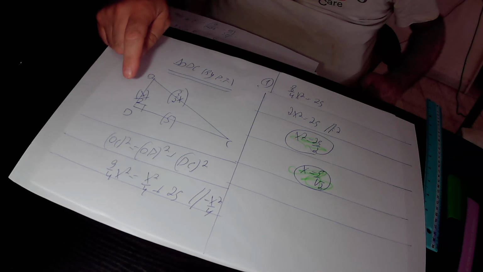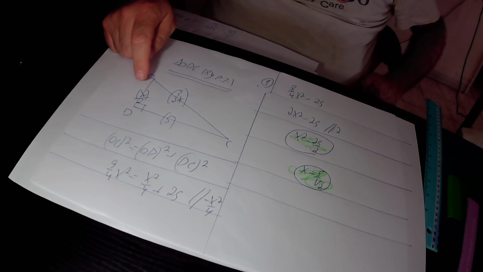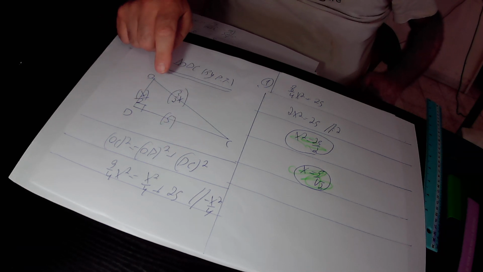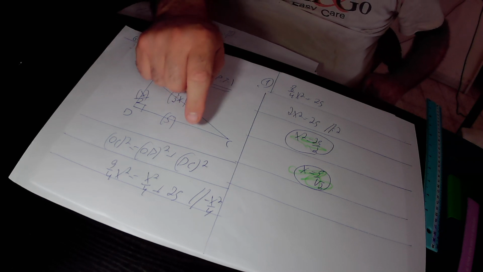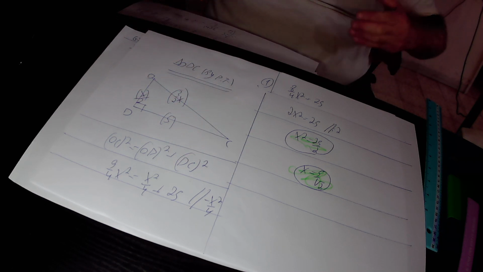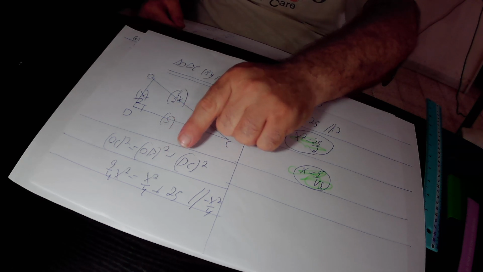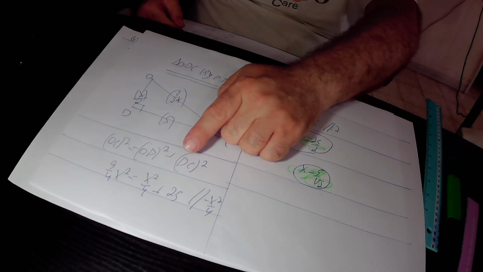And it equals all this squared. OD is x over 2, therefore this squared is x squared over 4, plus this squared. This is 5, therefore this squared is 5 squared, that is 25. So in total we find that 9 quarters x squared equals 1 quarter x squared plus 25.